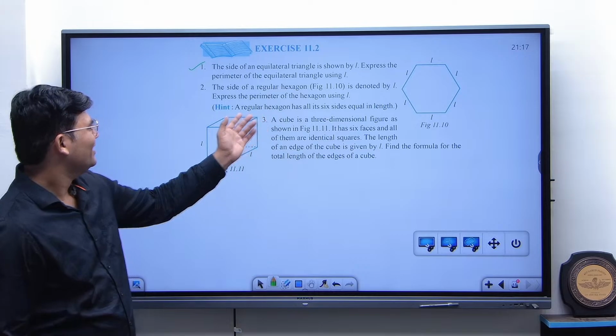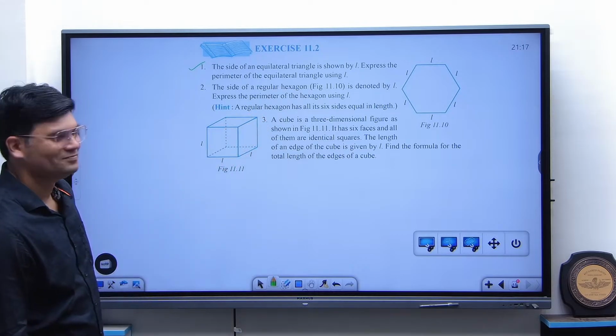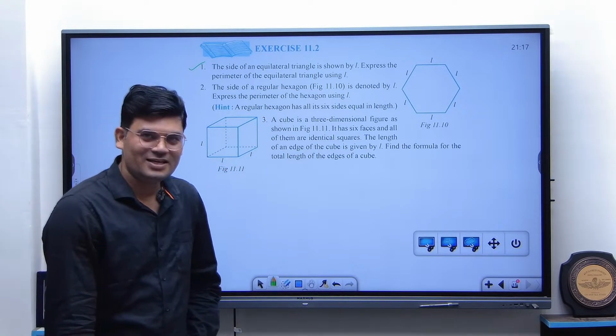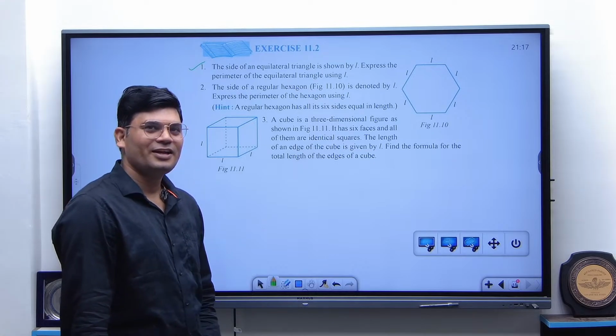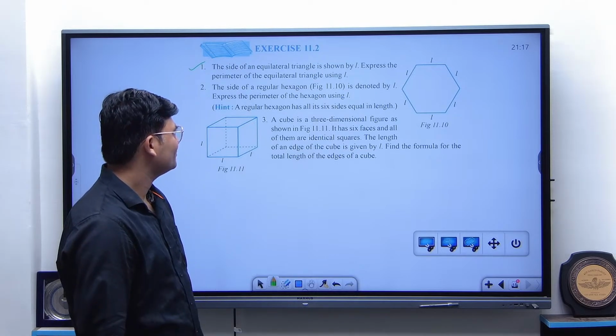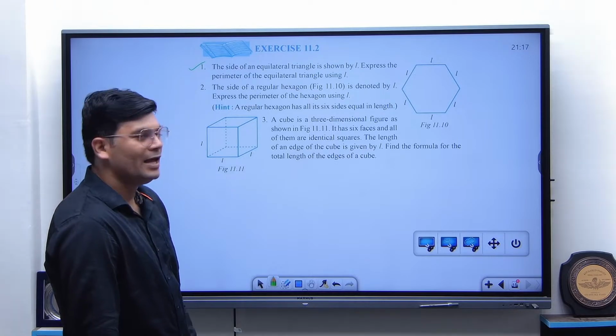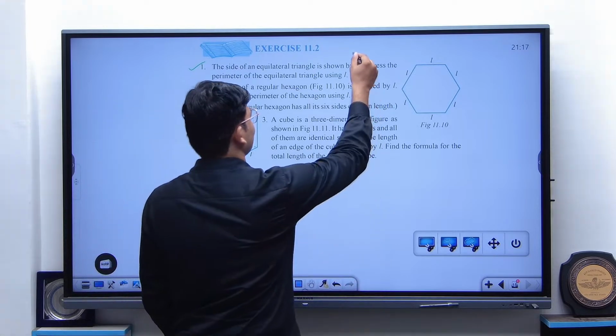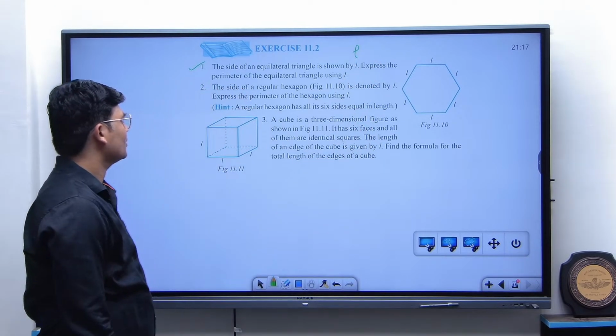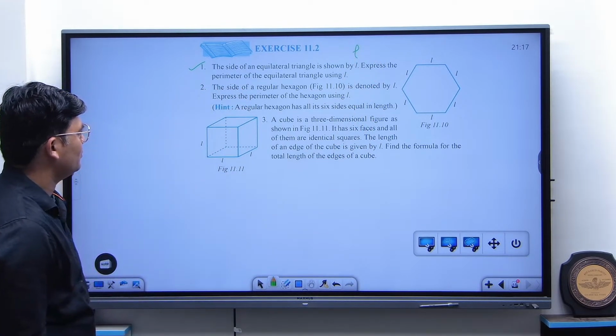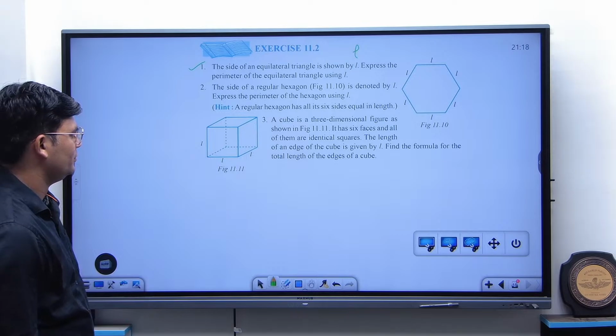Can you do this? So the first one, right? Yes. Take it again. Read. The side of an equilateral triangle is shown by L. I can't see it. Express the perimeter of the equilateral triangle by using L.